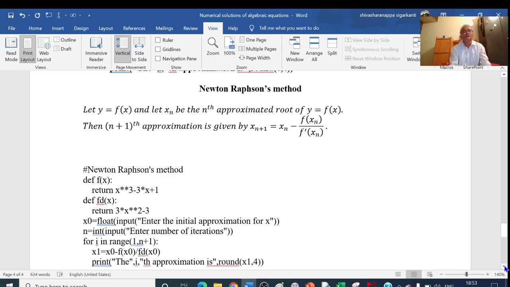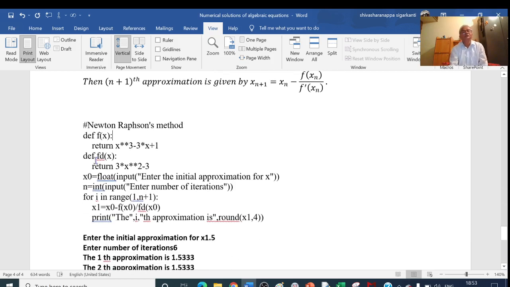So I have to give the initial value, x naught. x naught is equal to float input, enter the initial approximation for x. And then we have to input the number of iterations n. It is an integer, int input, enter the number of iterations. Then I will go for the for loop here. For i in range 1 to n plus 1, starting with 1 and ending with 1 less than this, I take the values 1 to n.